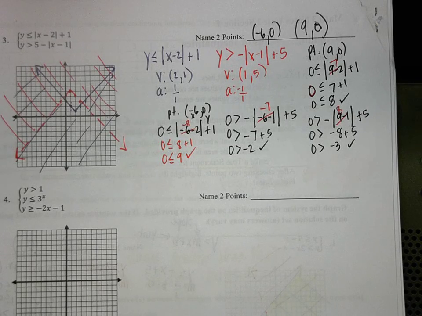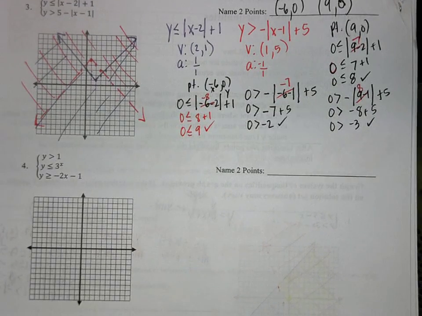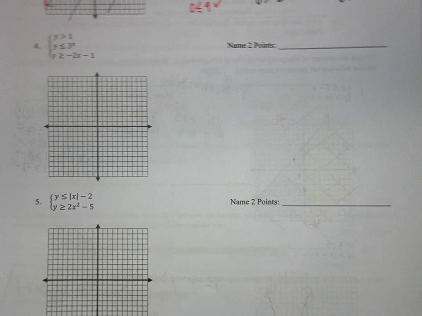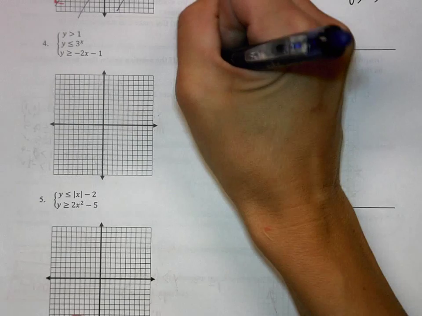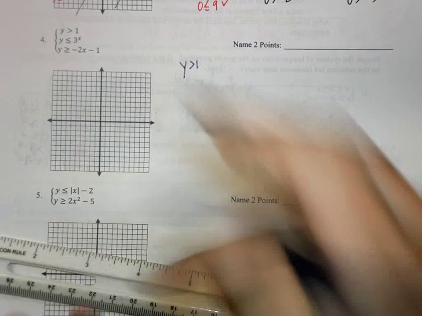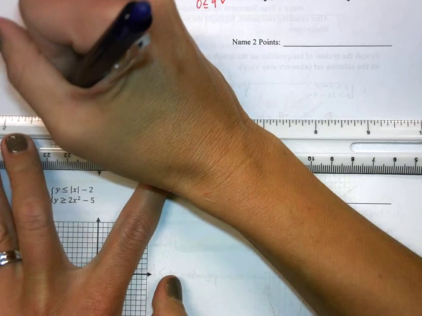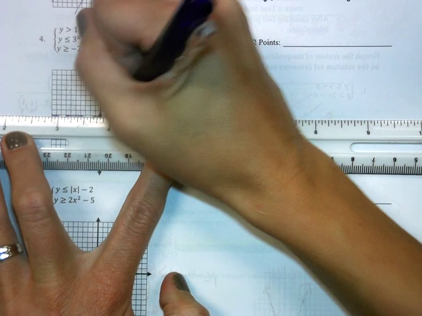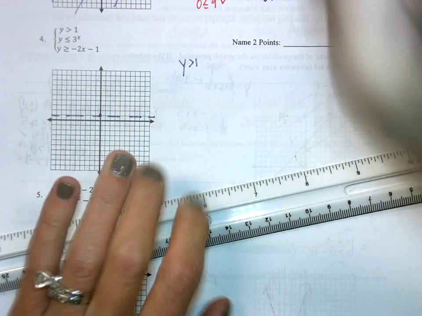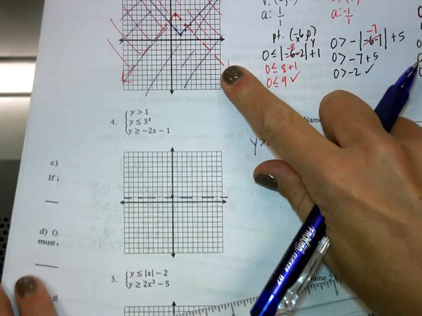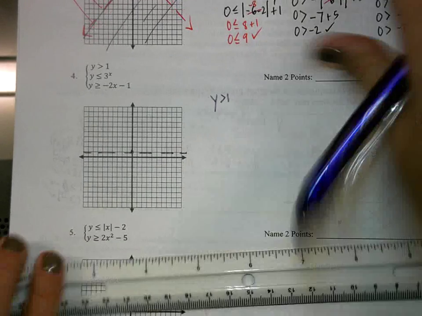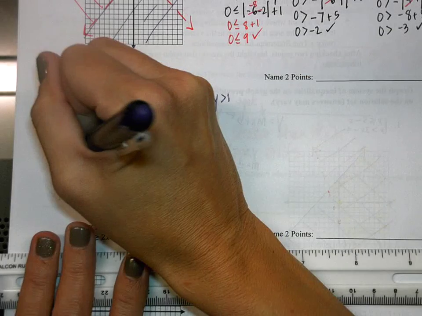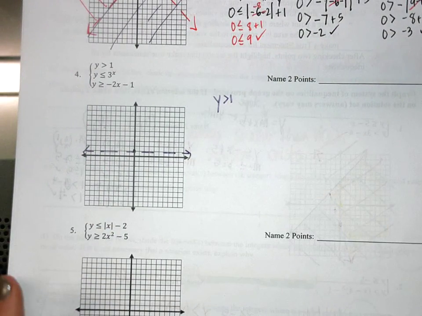Okay, so starting with the first one, y is greater than 1. Where will I go? 1, dash or solid? I did. You might not be able to tell, but this one actually was dashed. Thank you. Okay, will I shade above or below on this one? Good.